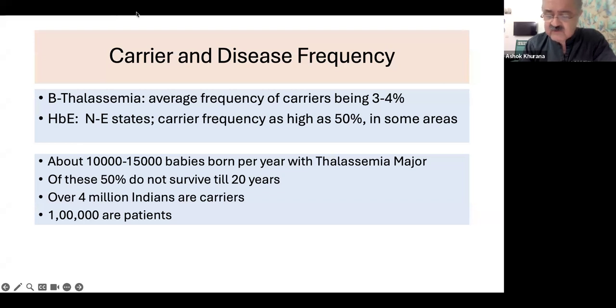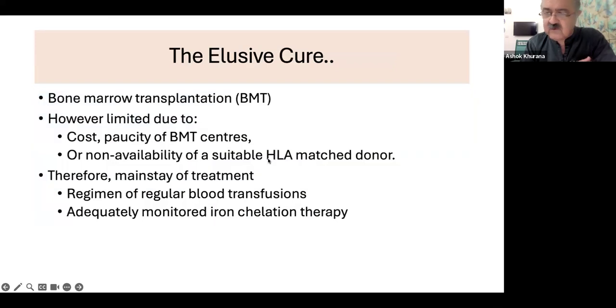So we really have this huge incidence, which is why we have 10,000 to 15,000 babies born every year with Thal major. Of these, of course, half will not survive beyond the second decade. But essentially, we have about 1 lakh patients there. Now, let's see what happens with them. The answer, of course, is a bone marrow transplant, or you can have fancy names for it. But since that is not available everywhere and it's expensive, we're stuck with transfusions and with chelation.